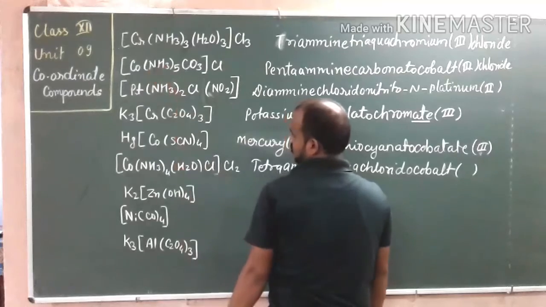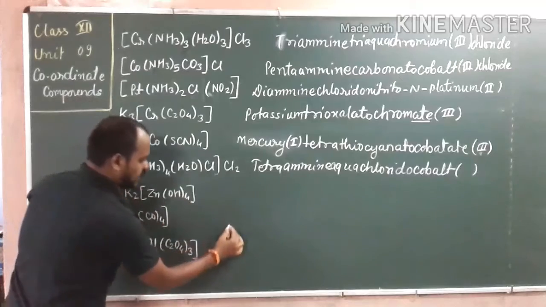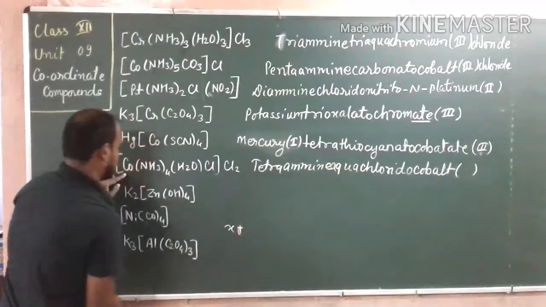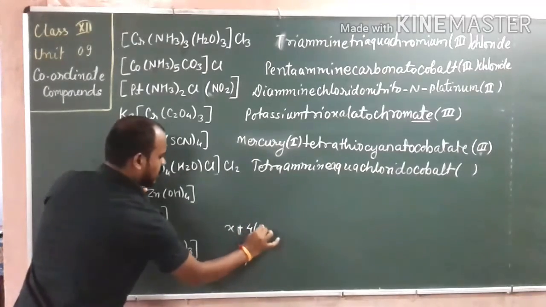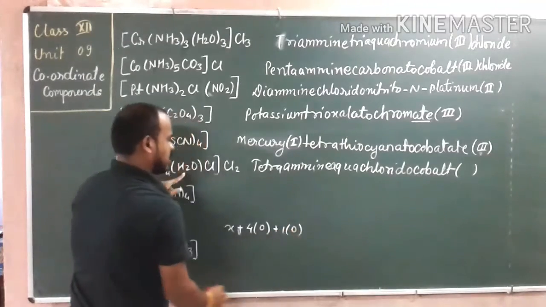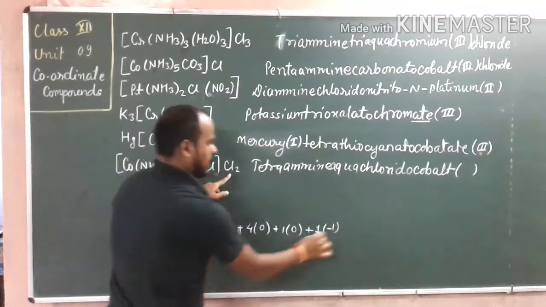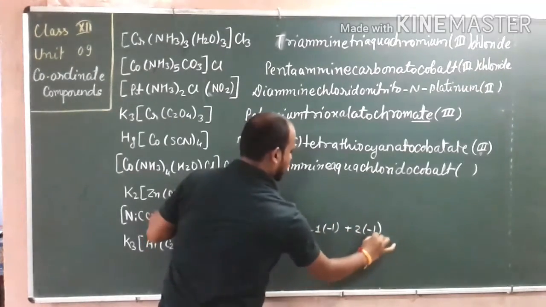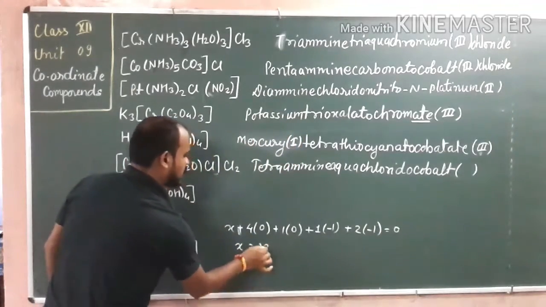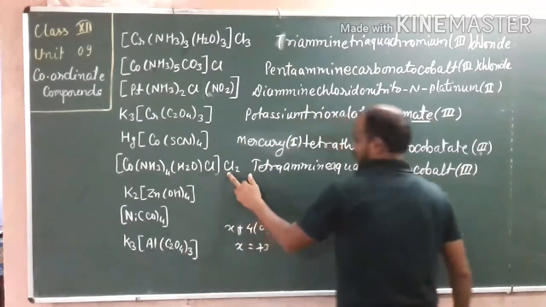See here, this was the third, so try to solve. Is it +3 or something else? For cobalt it is X, plus number of amines 4, neutral ligand, that's why 0. Number of water 1, it's neutral. Number of chlorine 1, charge on chlorine -1. Number of chlorine 2, charge on chlorine -1, overall charge 0. So X is equal to +3. So here it will be 1, 2, 3. This is third.